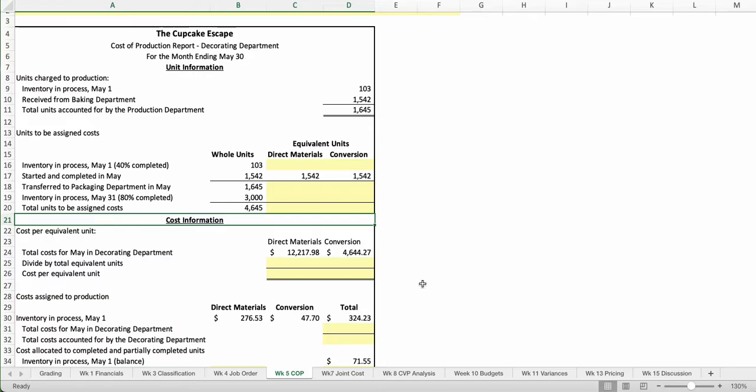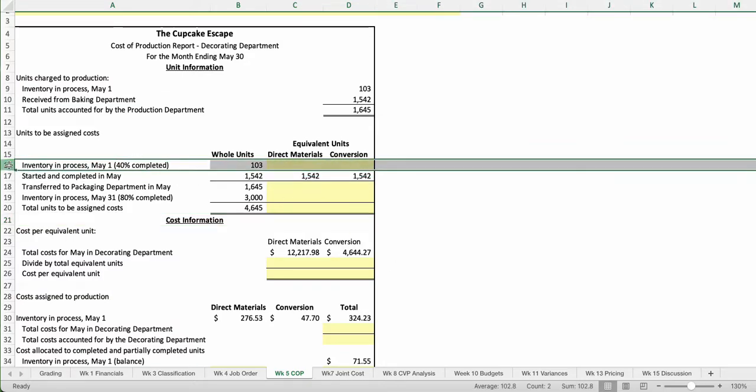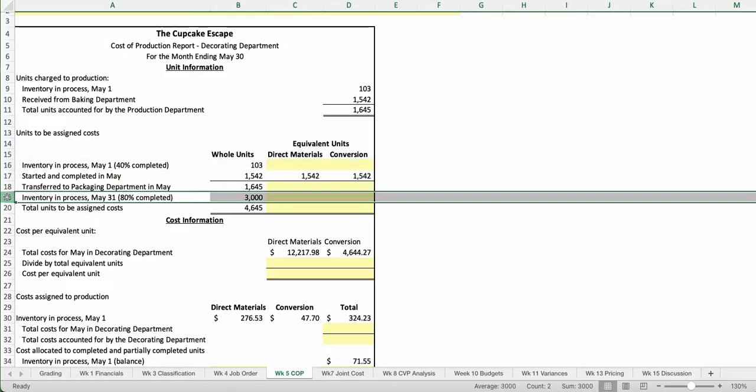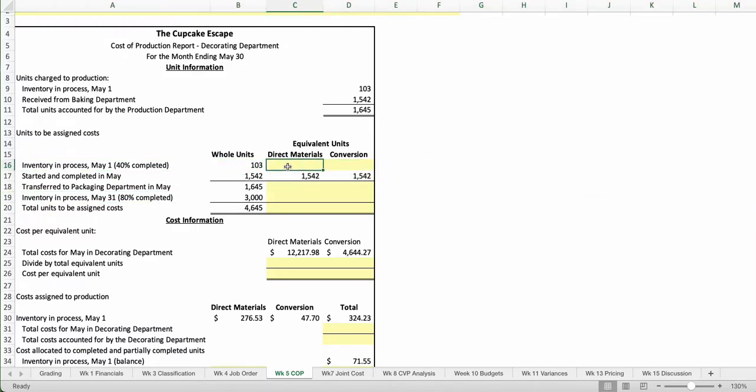There are 2 things that I want to point out to you that are not specific to the project, but specific to the cost of production report. And that is the inventory in process at the beginning of the month and the inventory in process at the end of the month. So the assumption is that direct materials are added immediately as the product has begun, we've begun creating this product.